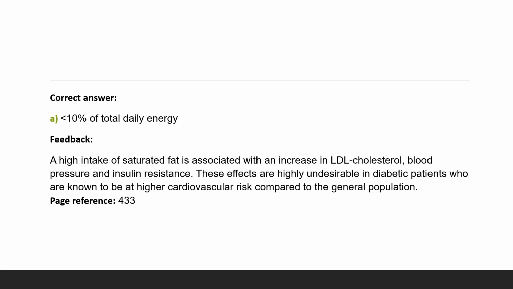Option A is correct because a high intake of saturated fat is associated with an increase in LDL cholesterol, blood pressure, and insulin resistance, and these effects are highly undesirable in diabetic patients. If we have a high intake of saturated fat, it will increase our LDL cholesterol level, the blood pressure, and the insulin resistance also, and all are undesirable risk factors for the diabetic patient, and this will lead to higher cardiovascular risk also.